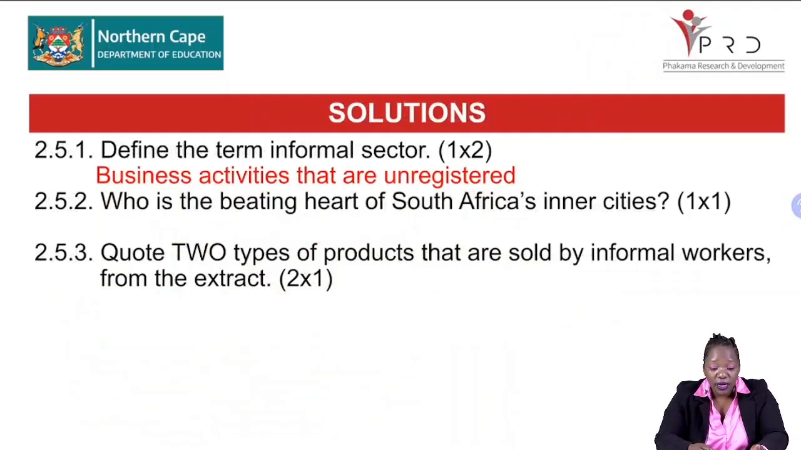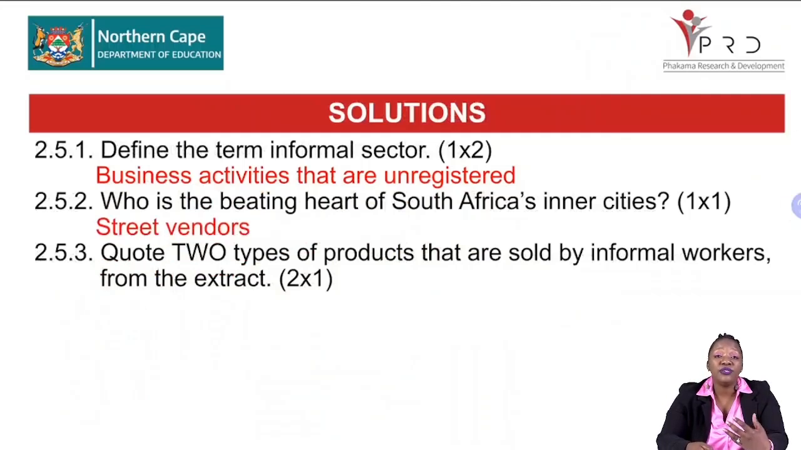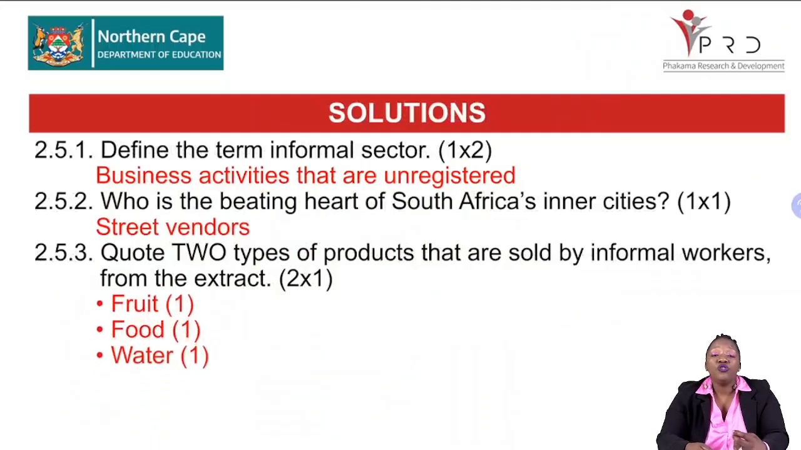Then secondly, who is the beating heart of South Africa's inner city? Those are the street vendors. Then your question number 3, you are supposed to quote two types of a product that are sold by the informal workers from the extract. Again, not just any types of products, but the ones that have been included in the extract. So we have seen there is fruit, there is food, and there is water.